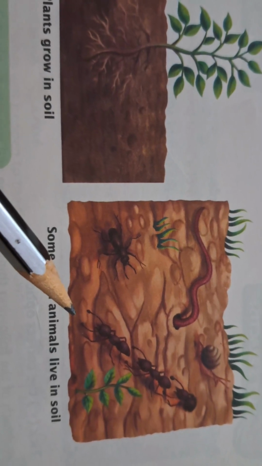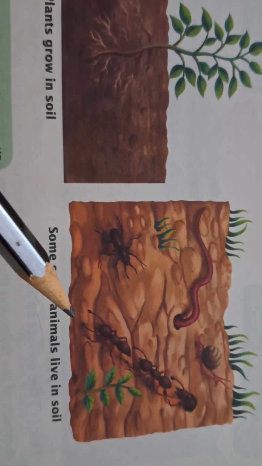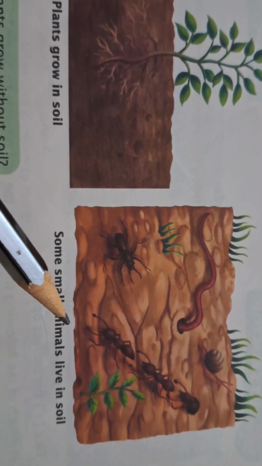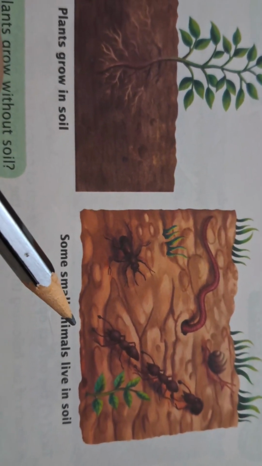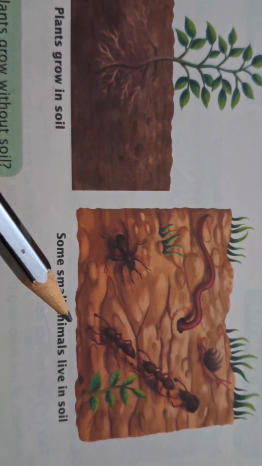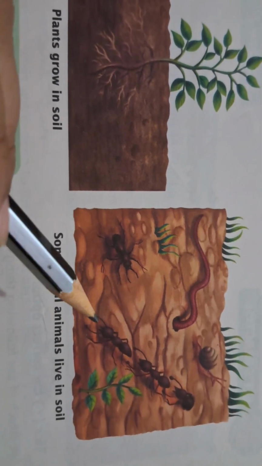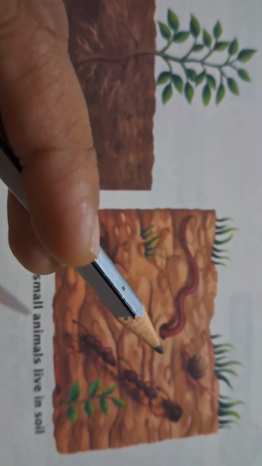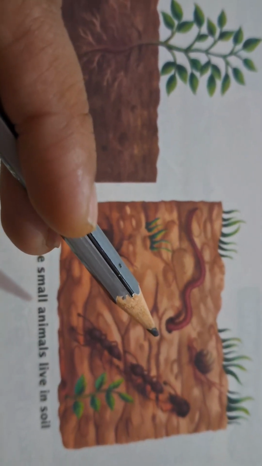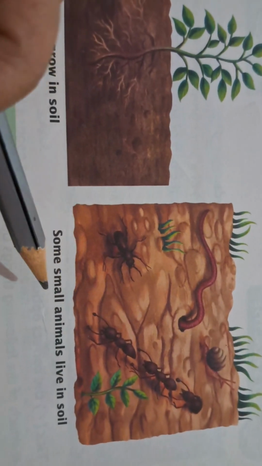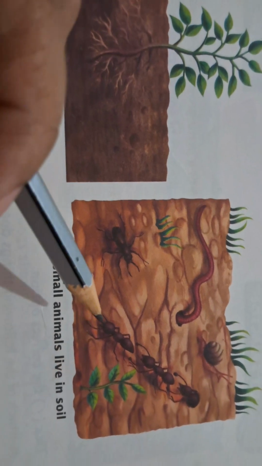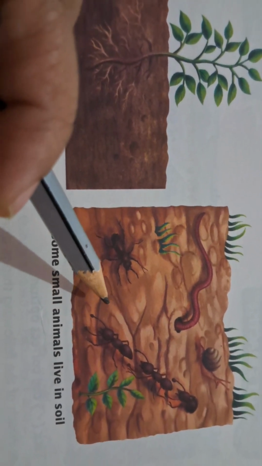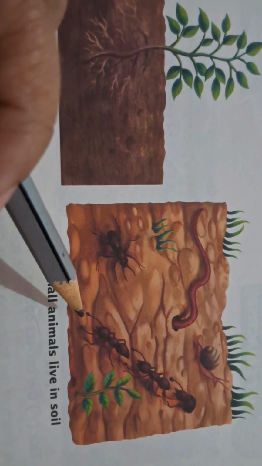So like us, we are staying in a home, isn't it? We are not at all living outside on the veranda and all, isn't it? So like that, these ants, slugs, snails, they will also make the home in the soil. Okay, some soil animals live in soil, so they will be settled down in the soil only. They will make the homes in the soil only.